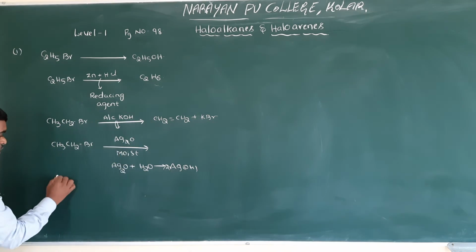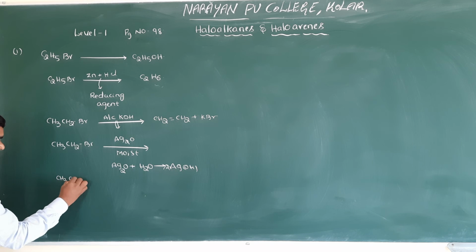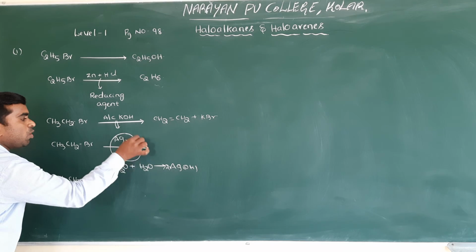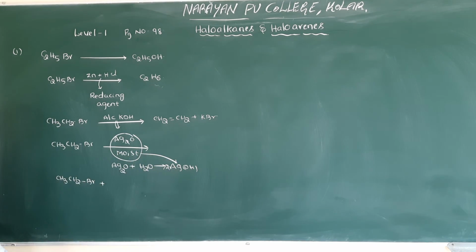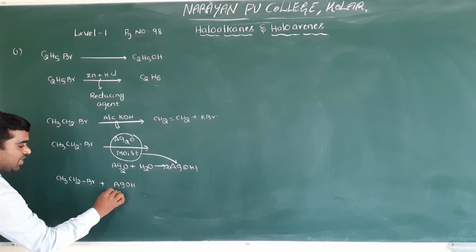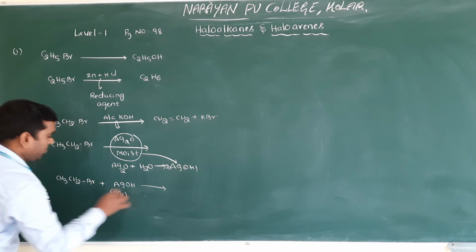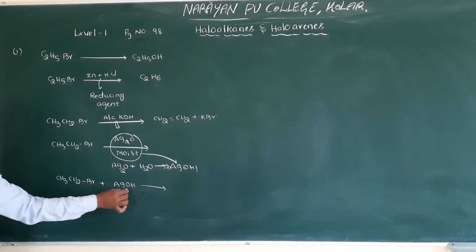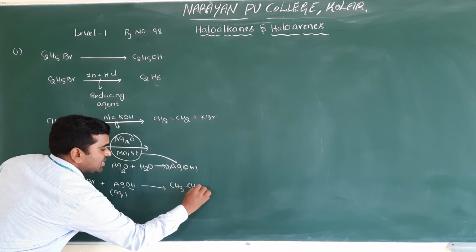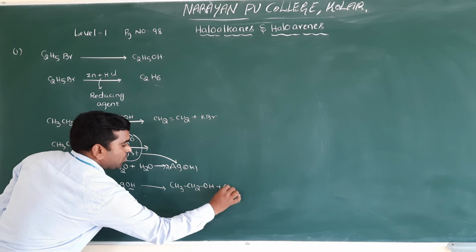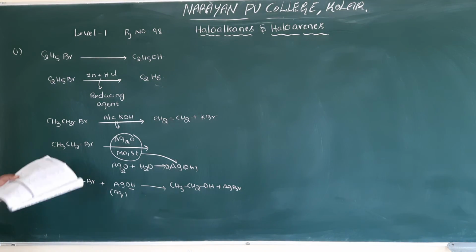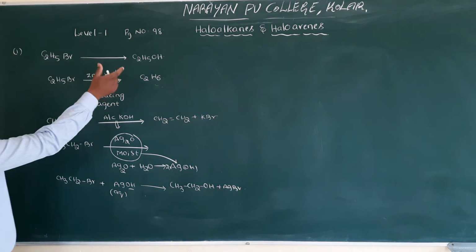Whenever ethyl bromide, CH3CH2Br, is treated with Ag2O moist, which means silver hydroxide, that is, aqueous AgOH, bromine will be replaced by OH and AgBr will form. So you will get CH3CH2OH plus AgBr. The next one, refluxing with methanol, you will get ethers.